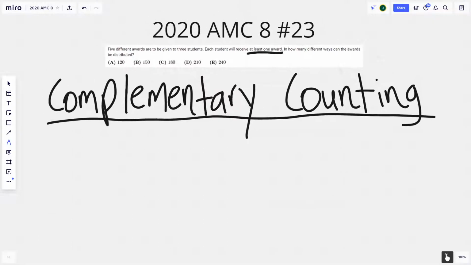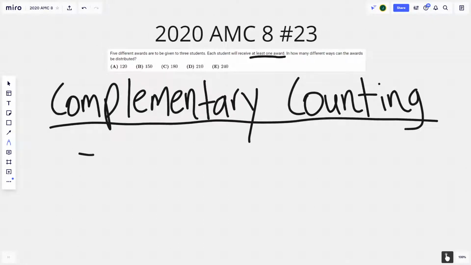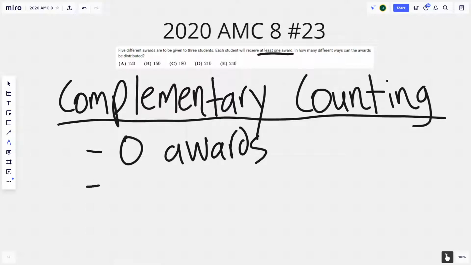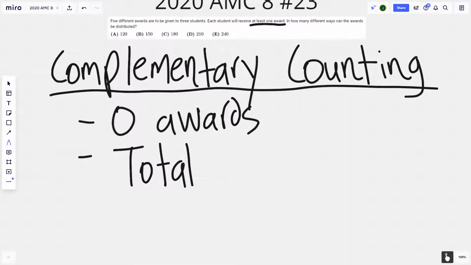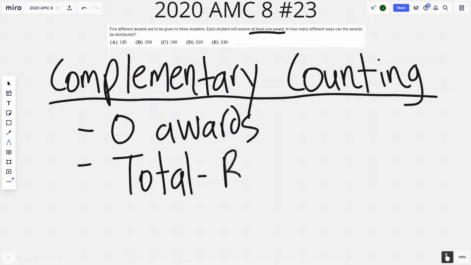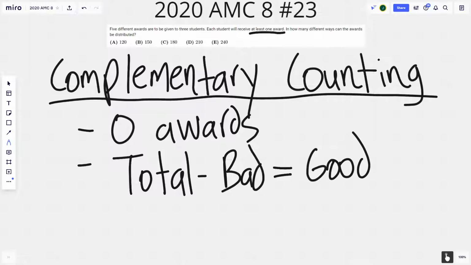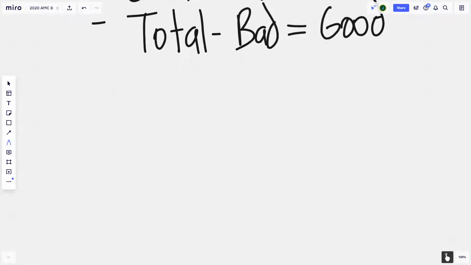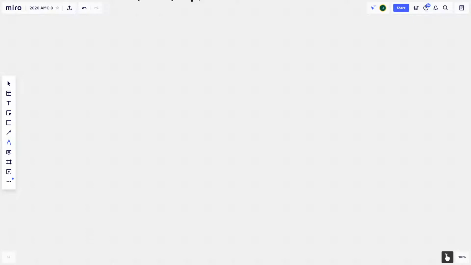The opposite of what the problem is asking for would be counting the number of ways in which at least one student gets 0 awards, and then subtracting that from the total. So the idea behind complementary counting is, suppose bad represents the number of ways that the problem does not want us to count. If we subtract it from the total, we get the number of ways to accomplish what the problem is asking us for. So we can start by counting the opposite: the number of ways in which at least one student gets 0 awards.